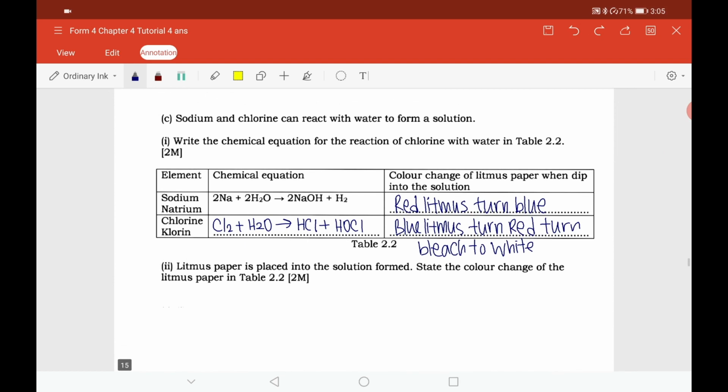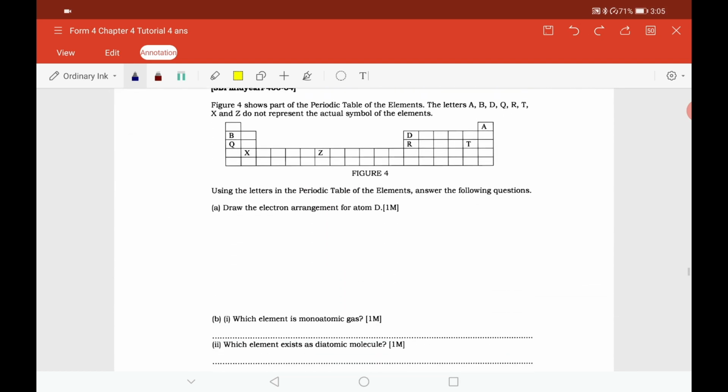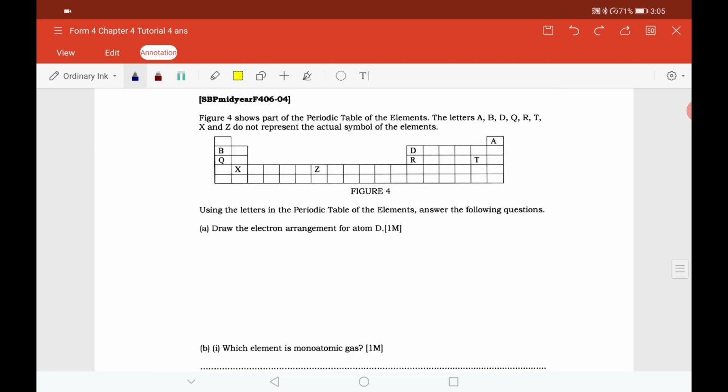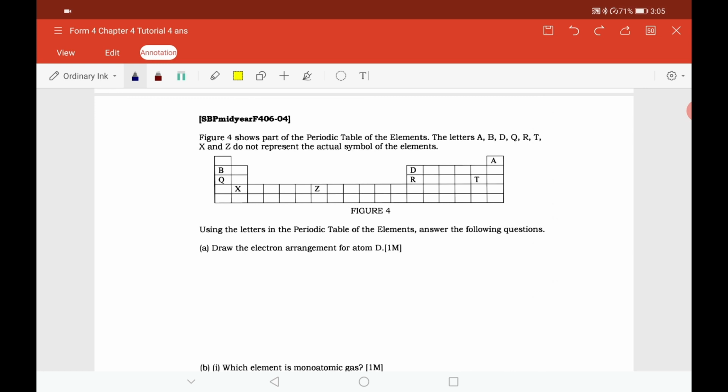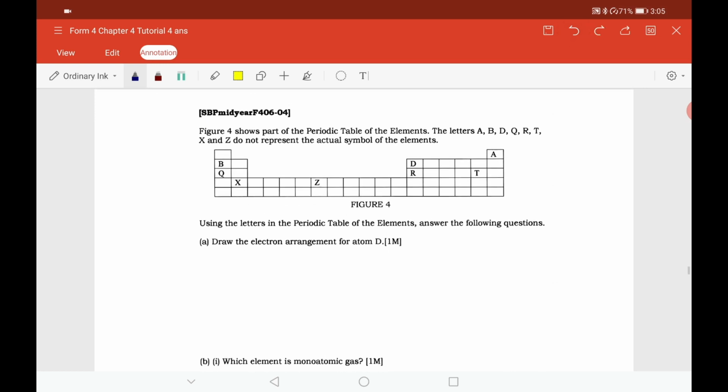Okay, so now we are done with this question already. Next one. This is another past year question. Actually, this is not a past year question, this is another trial exam question from a trial exam paper. You need to use the letters to answer the question.